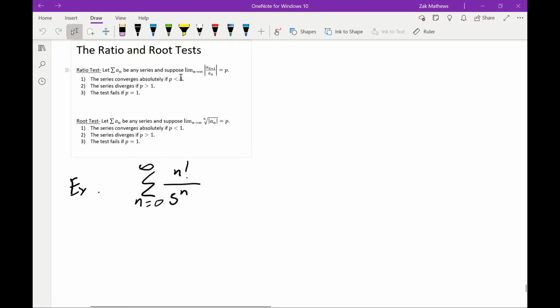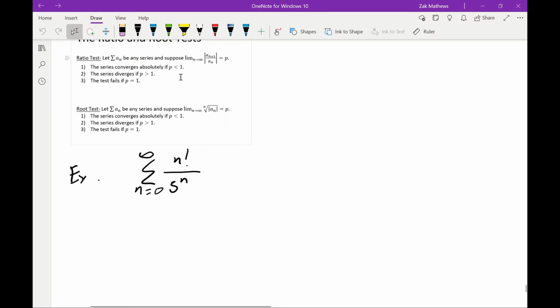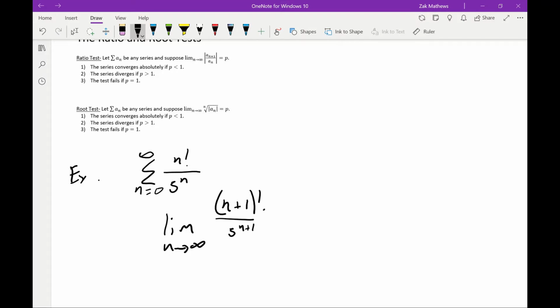Just a lot of times I will default to that ratio test. So let's see what happens. We're going to take the limit as n goes to infinity of the nth term, which would be n factorial over 5 to the n, but I really need that to be the n plus 1. So we're going to have n plus 1 factorial, and 5 to the n plus 1.